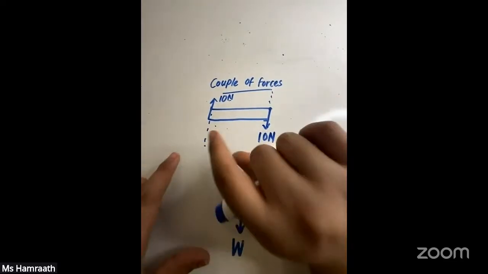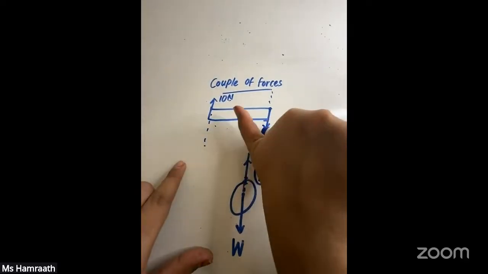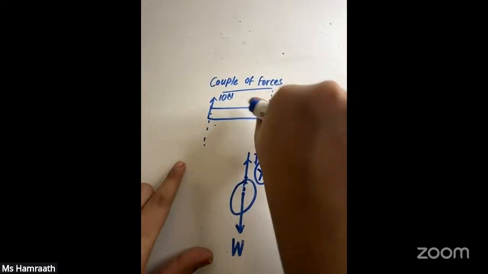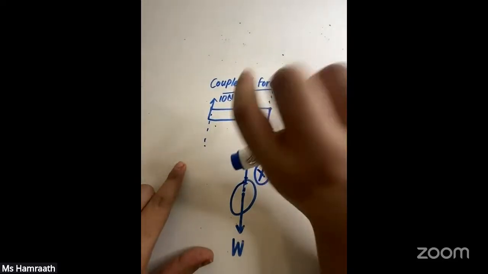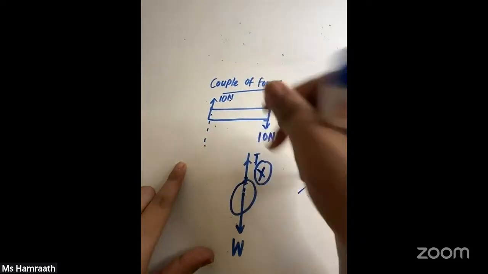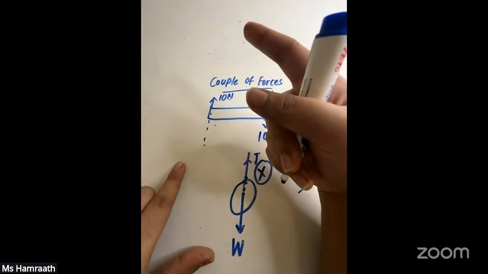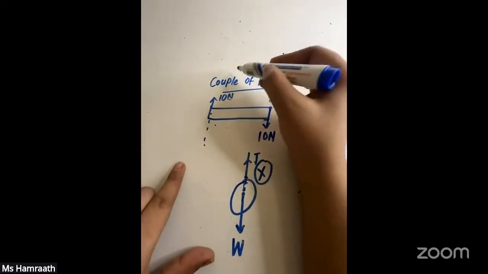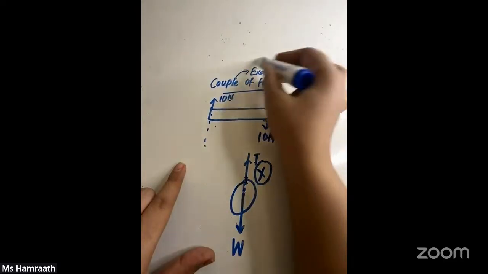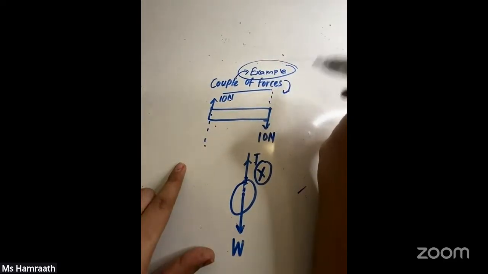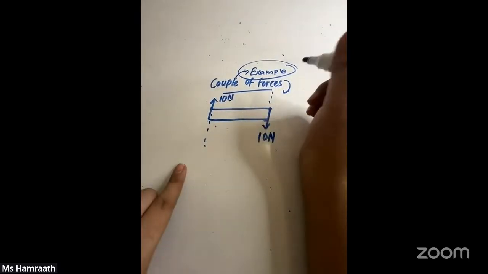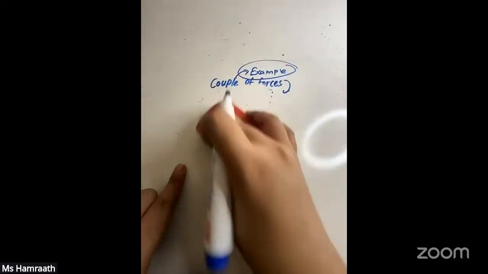For example, when you're opening a tap, here you will push, here you will pull. So a push and a pull will happen at the same time with the same magnitude when you open a tap. When you're using a screwdriver, a steering wheel, or opening a bottle lid, you will have couple of forces. In the exam, they will ask you for some examples of couple of forces, and then ask you to find the moment of a couple of forces. Let me show you how to find it.